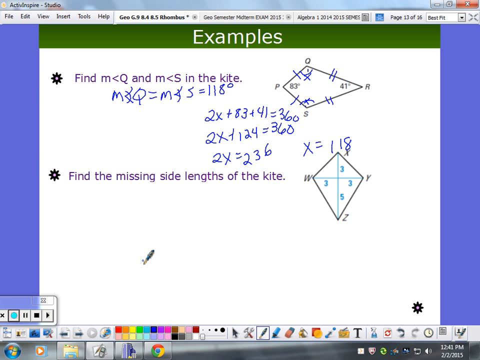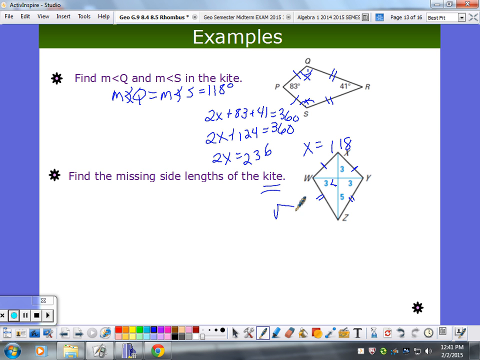Alrighty, this is a good one here. Find the missing side length of this kite. These are the congruent pieces here. They meet in a 90 degree angle, so we don't want to forget that. So let's say I want to find WZ and YZ. It's 3, 5, what's this guy? Let's say 4. It's not 4, right? This is my hypotenuse.